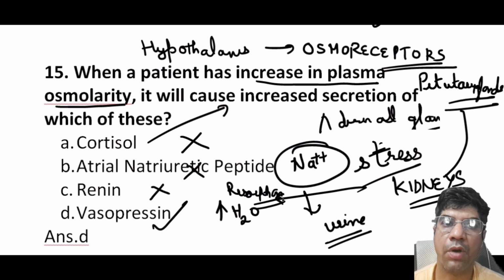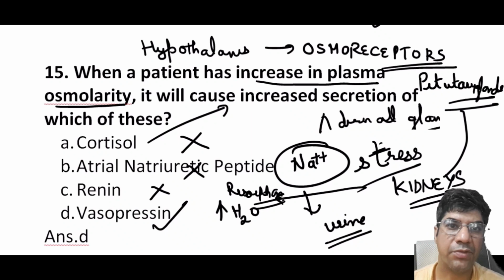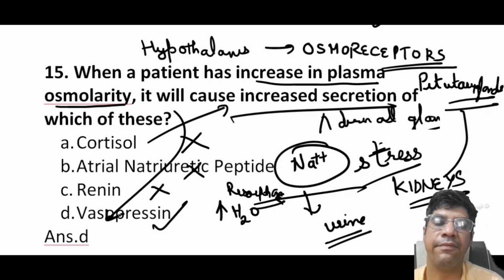Allowing more water to be resorbed back into the bloodstream instead of being excreted in the urine. So as a result, less water is lost in the urine and more water is retained in the body. That helps to dilute the increased concentration of solutes in the blood and hence restore the osmotic balance. So when the plasma osmolarity increases, the vasopressin secretion increases to promote the water reabsorption in the kidney, reducing the water loss in the urine and helping to restore the osmotic balance in the body. So that is why your answer would be D here, vasopressin.